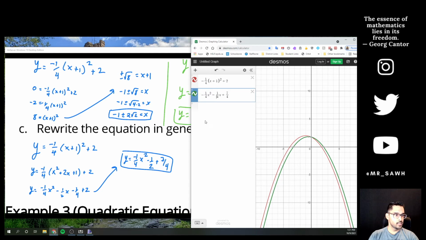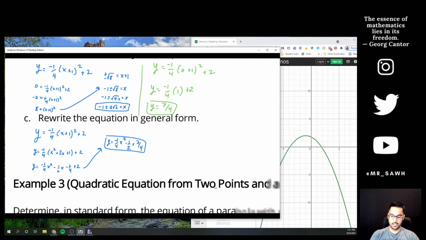And we'll change it in our green equation in Desmos here, and that's much better. So I can see that they overlap. So I know that these are the exact same graph, the same parabola, equations just different. So I know I have my two forms.